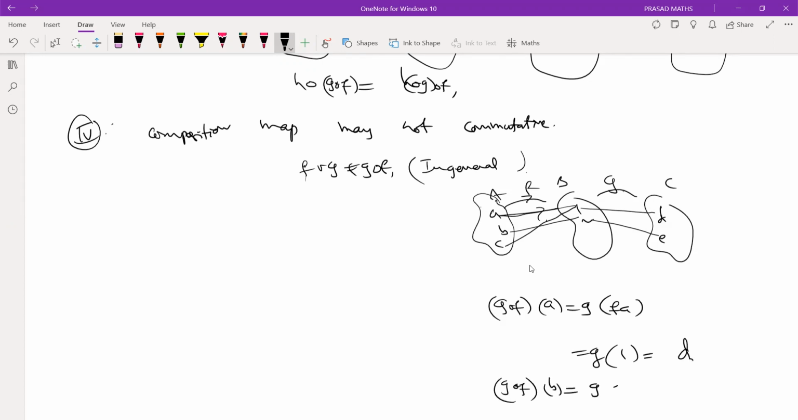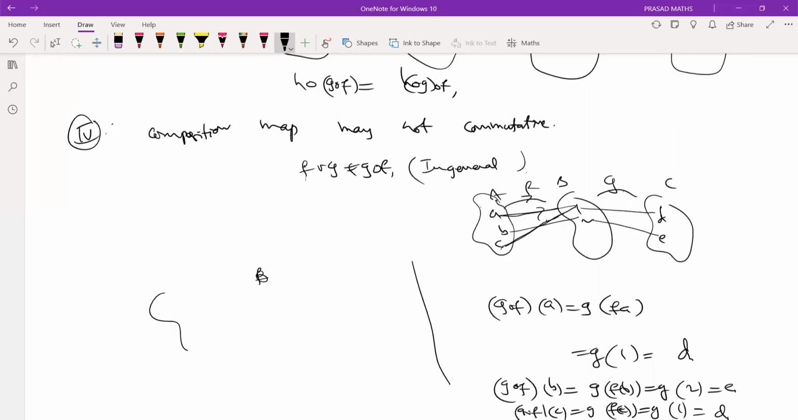What is G circle F of B? That means G of F of B. What is F of B? 2. What is G of 2? E. So G circle F of C means G of F of C. F of C is 1, and G of 1 is D. And look at F circle G. What is my F circle G?